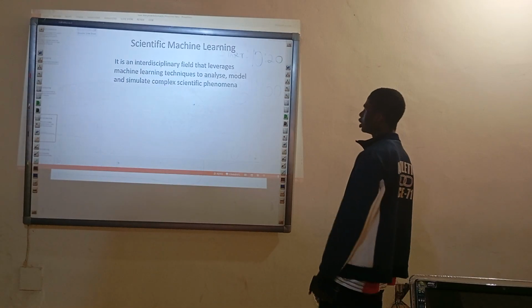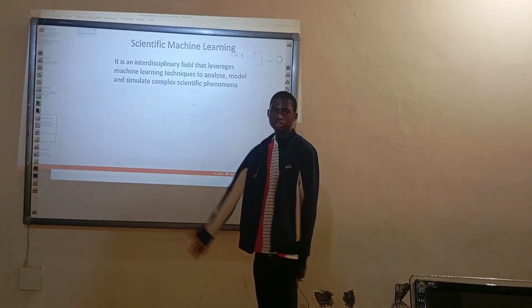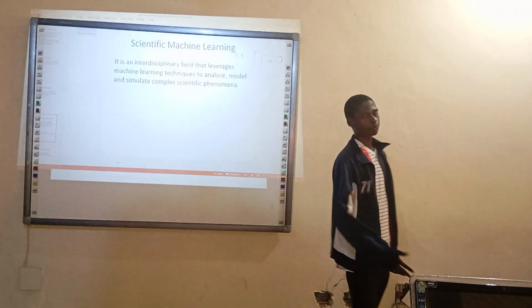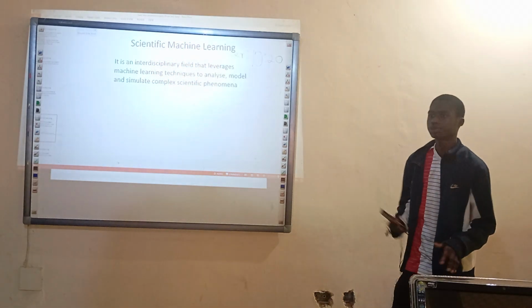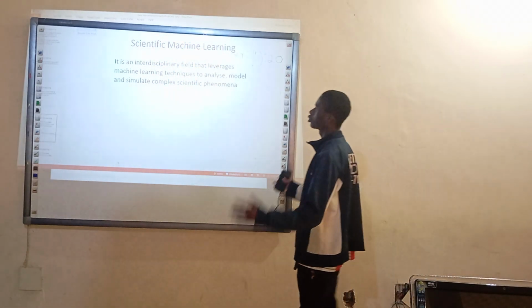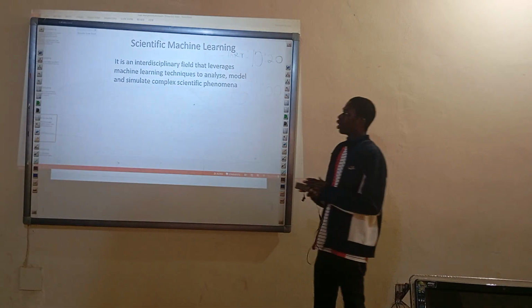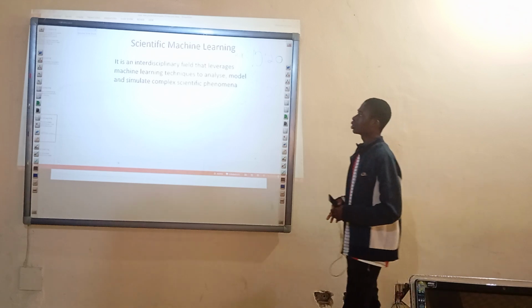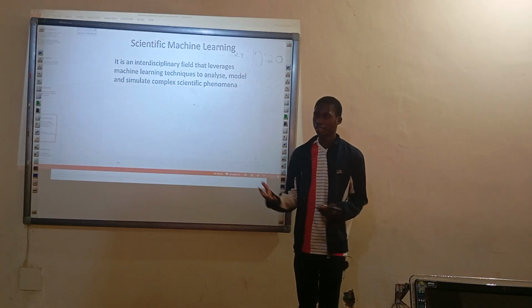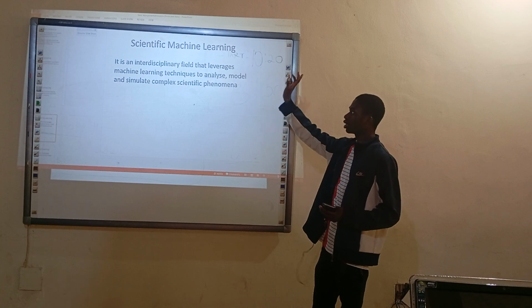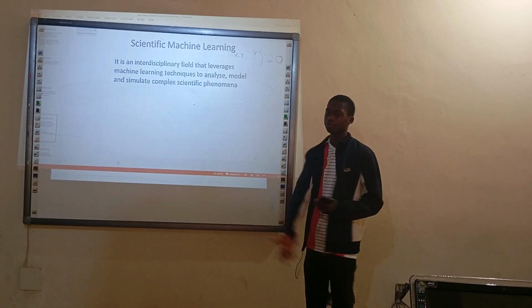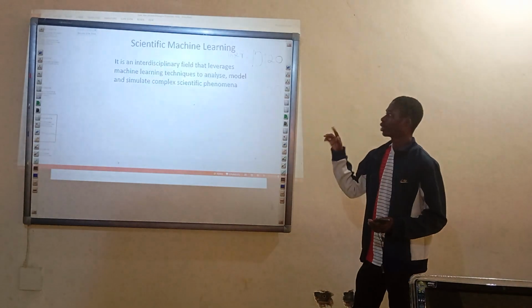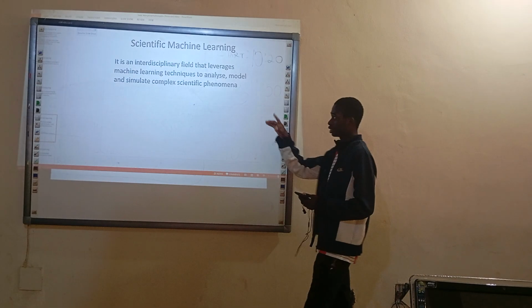Then scientific machine learning. Now, we talked about machine learning and we talked about scientific computing. I said that Julia was a basic programming language that was actually a scientific programming language. But machine learning has been hyped over the years. So there is a way we can merge the two together. That is bringing about scientific machine learning, which can be abbreviated to SciML. That is scientific machine learning.